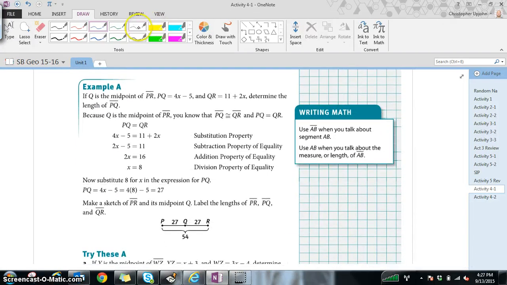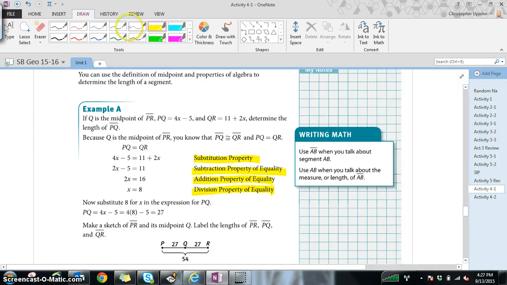Here's an example that I do want to run through. Notice that they have these. They will be very important when we get to the proofs at the end of this week and the beginning of next week. I don't think we need them for every single problem that we're doing, unless it says justify your steps. Q is the midpoint of PR. Again, the book doesn't, oh, they do have it down here, but that's after the fact, so I want to write it before. P, R, and Q, and these are congruent, so whatever they are, they're the same. PQ is 4x minus 5, QR is 11 plus 2x, and we want to find PQ.